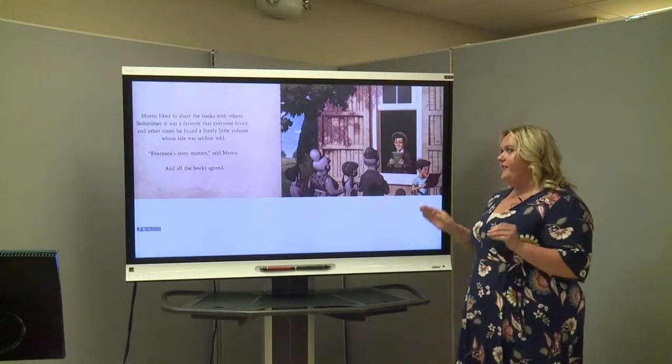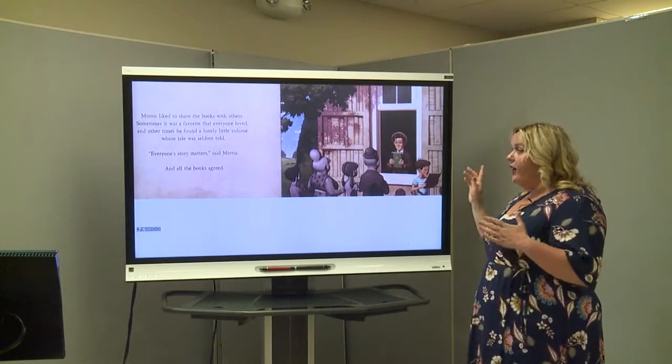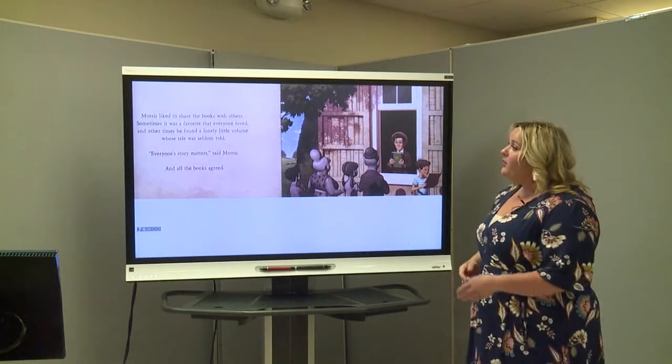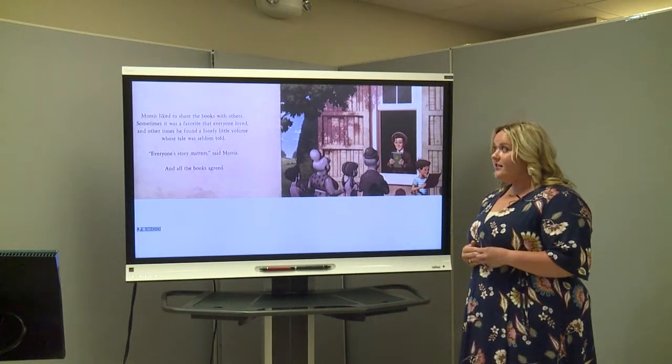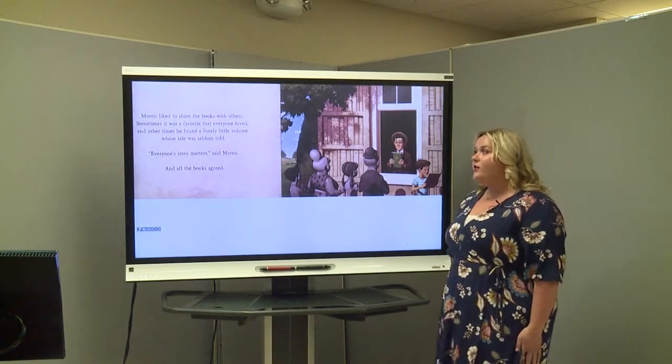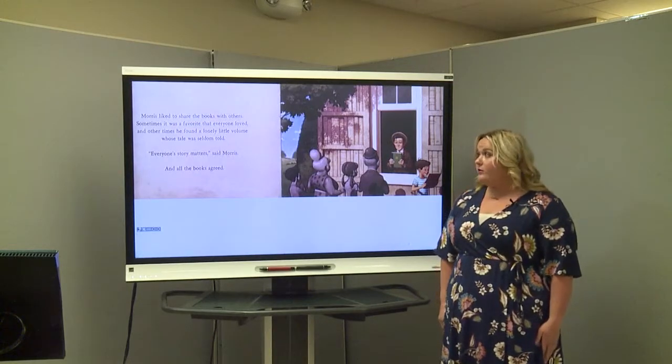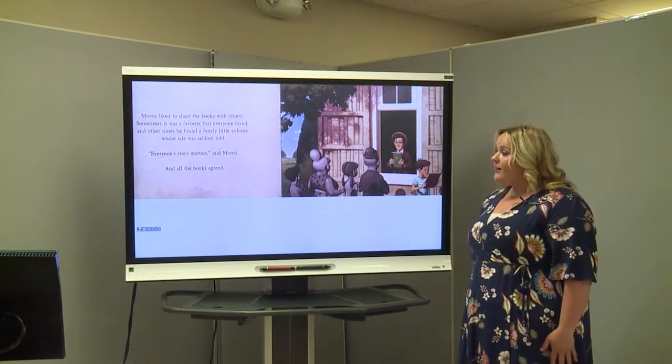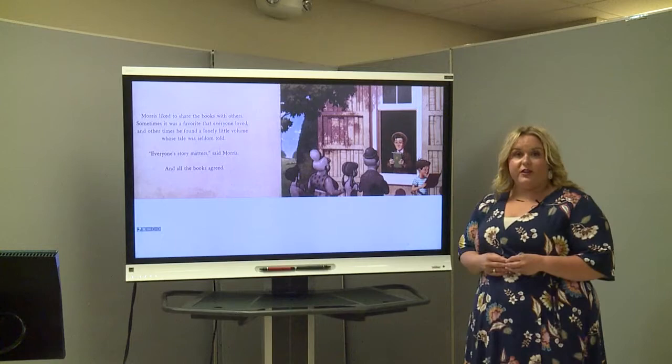Another one I wanted to point out, this is a big, big one for the story, so I hope you thought of this one actually. Morris liked to share the books with others. Sometimes it was a favorite that everyone loved, and other times he found a lonely little volume whose tale was seldom told. Everyone's story matters, said Morris, and all the books agree.